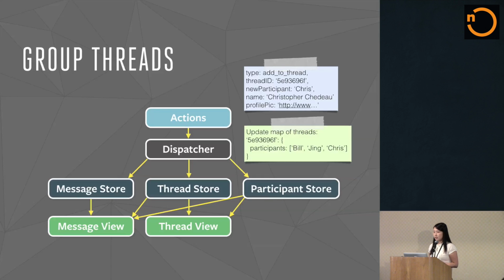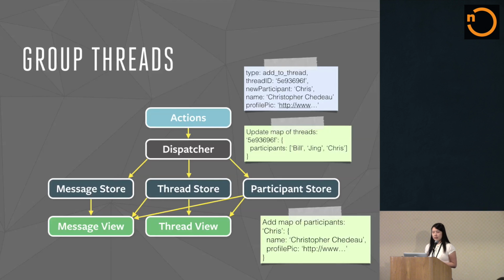participant. So instead, what we want to do is add a third store, the participant store, that just keeps track of all of the people that we know about on the client. And when it sees this action, add to thread, it adds this new participant to its map, if it's not there already, and it creates some metadata about it, the name and the profile pic, right?